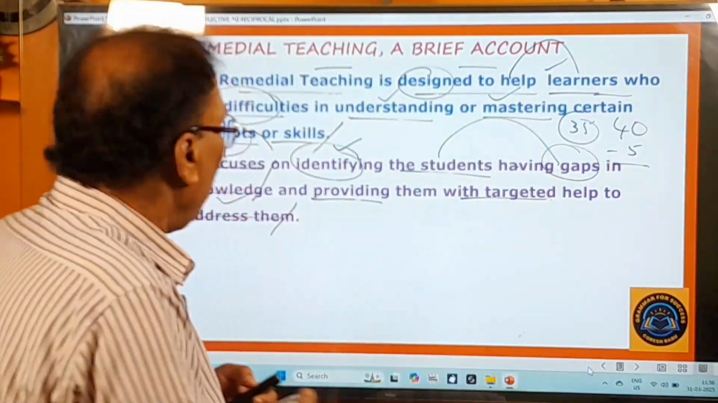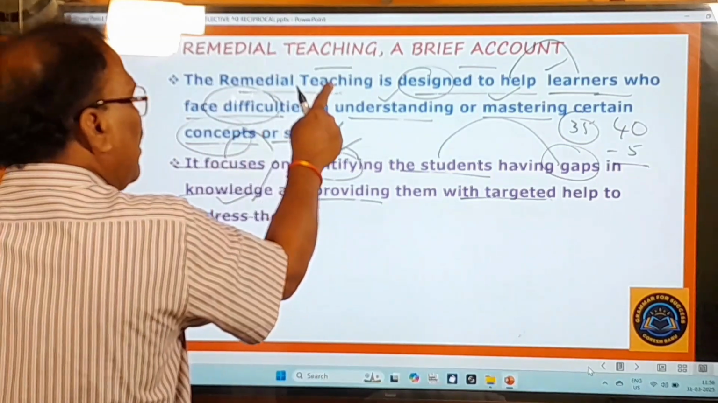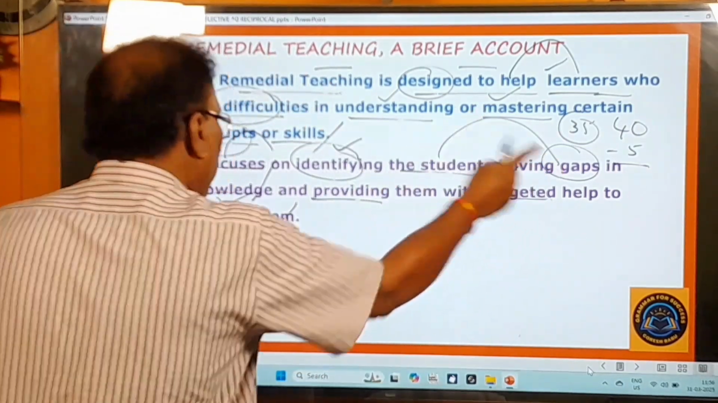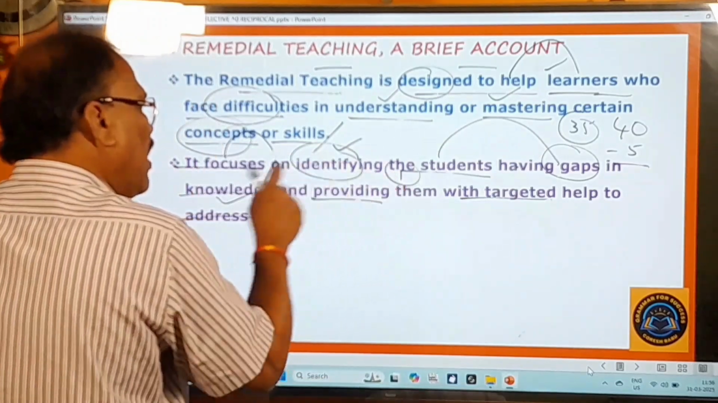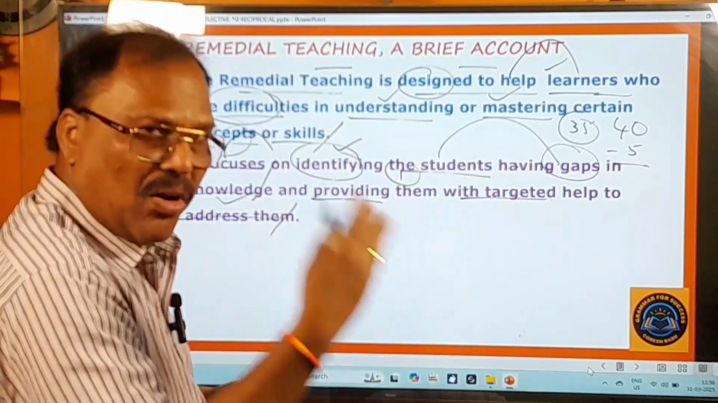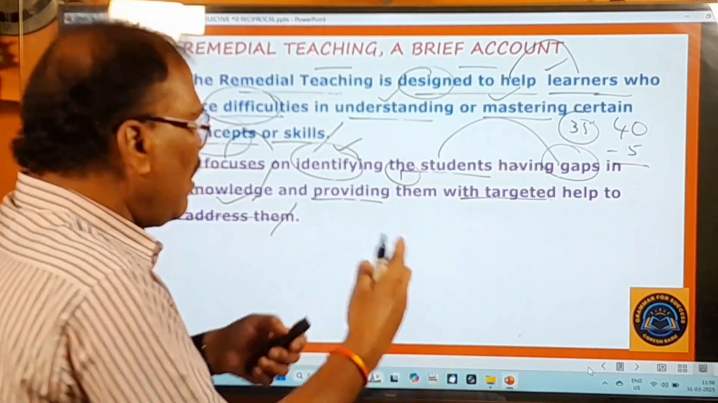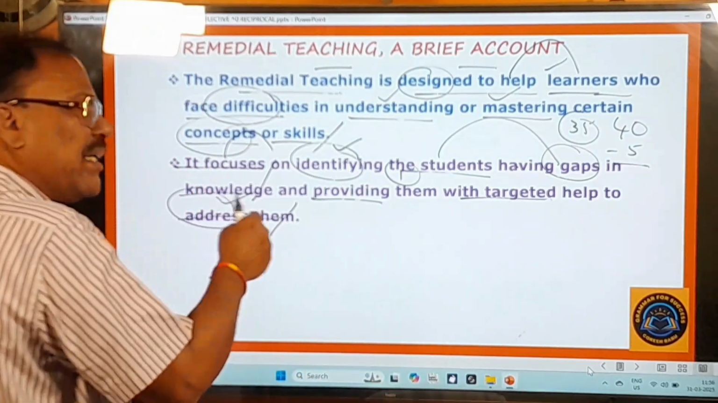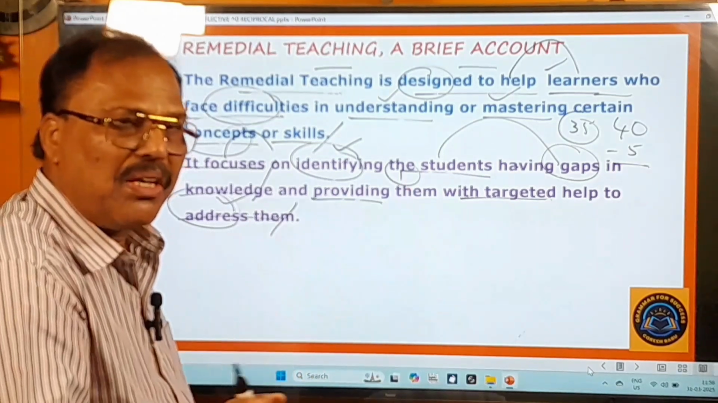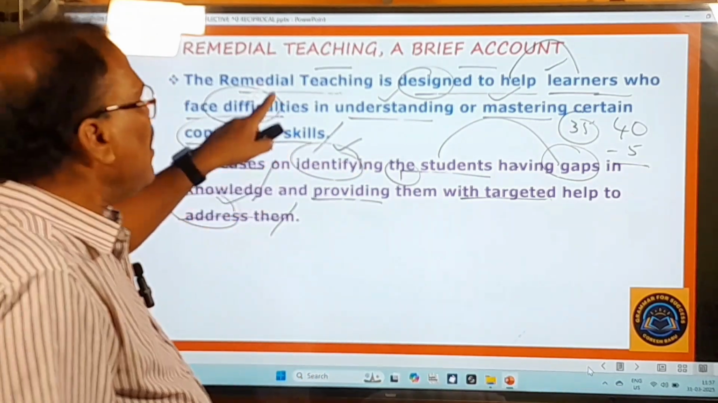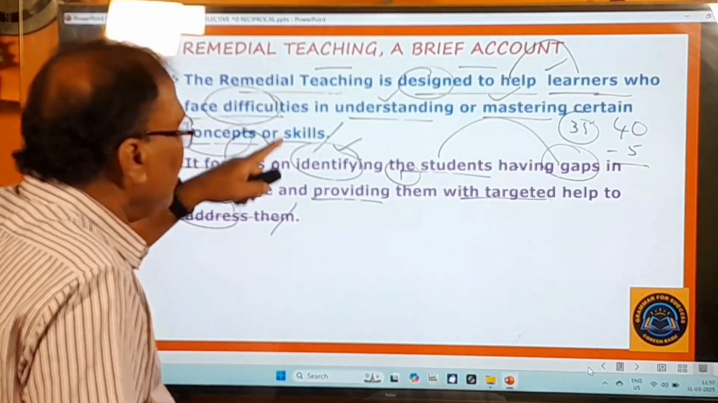So in this way, this remedial teaching first of all finds out the students that have gaps in knowledge, first thing, okay, and later on it provides them the targeted help, the targeted knowledge, the specific knowledge, and afterwards, it makes the students get rid of their problems in understanding certain concepts and skills and all that. So this is all about the remedial teaching.